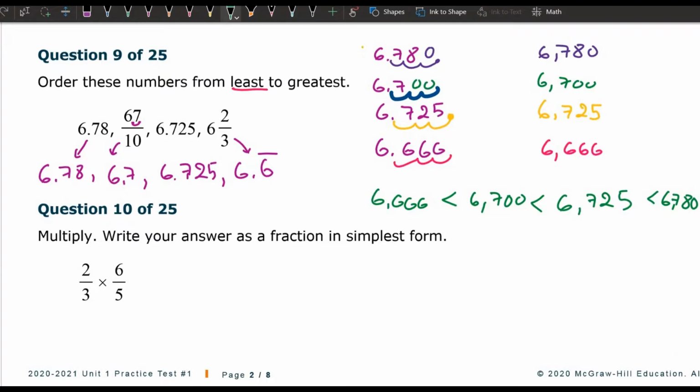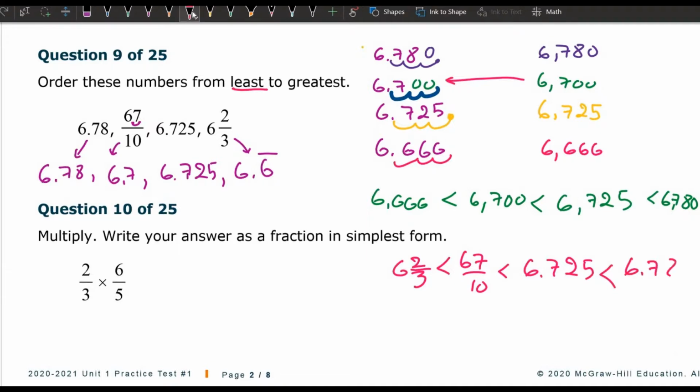You have to bring it back to the original form. 6,666 comes from 6 2/3. Okay, it's less than 6,700. 6,700 comes from 6.7, which is 67 over 10. Just in case you don't know, this has come from this, and this has come from this one. Less than 6,725, so that is the original form. 6.725 is less than 6.78.